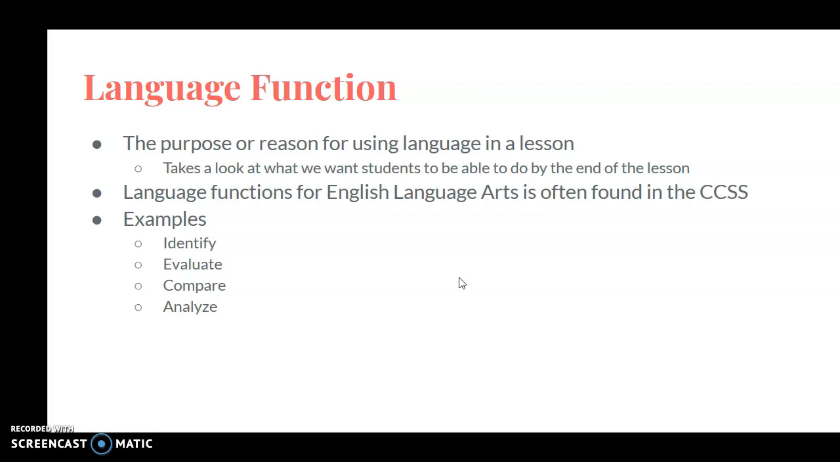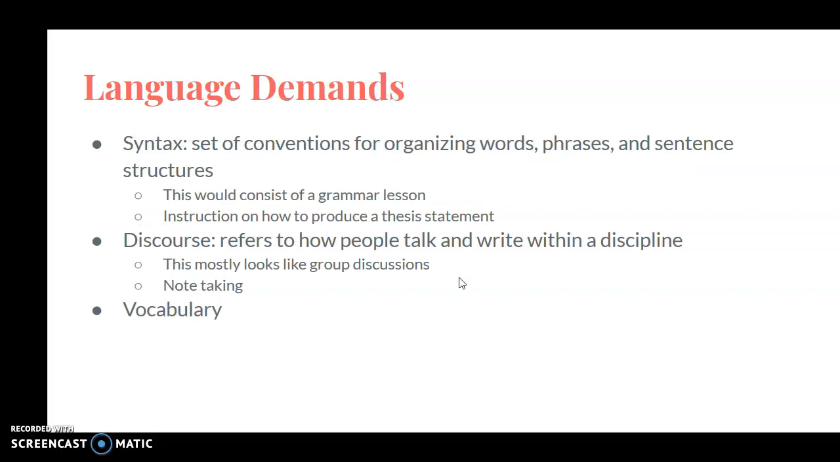And it's really helpful to have a language function in your lesson plan because it kind of guides you through your lesson plan and what you really want to focus on and have your students doing and learning throughout the lesson. And then we also have language demands, which focus on syntax, discourse, and vocabulary.